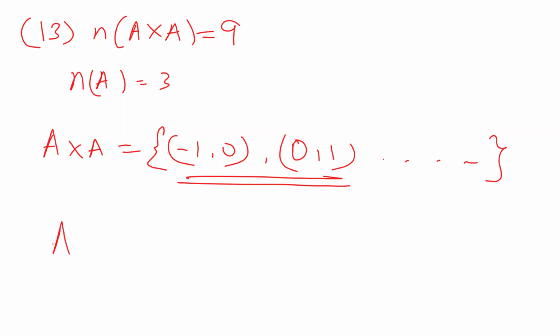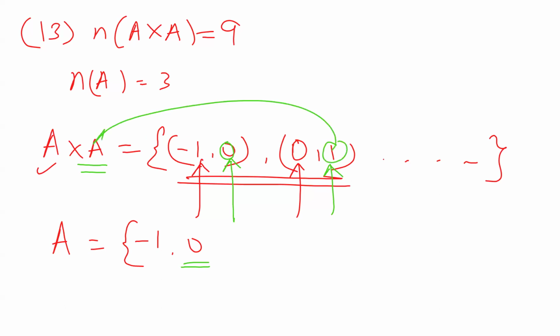So the first component will be from the first set: -1 and 0 have to go to set A. Now see the second component. The second component should go in the second set, and the second set is A itself. So this 0 should be a part of A, which I have already written. And this 1 should also be a part of the second set, that is A. So I'll include this 1 in set A. So set A is nothing but -1, 0, 1.